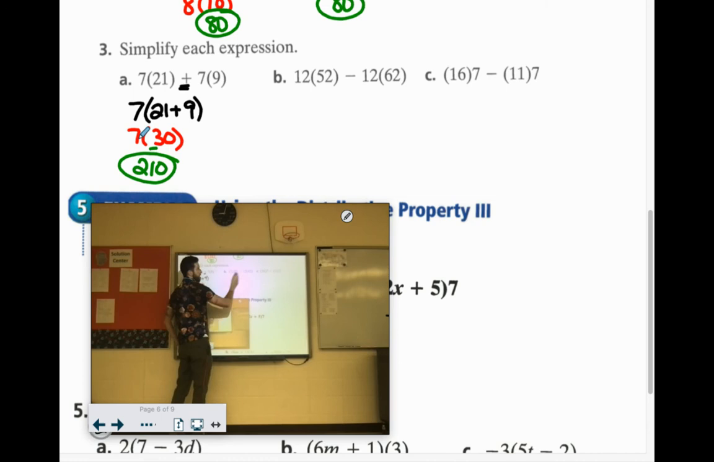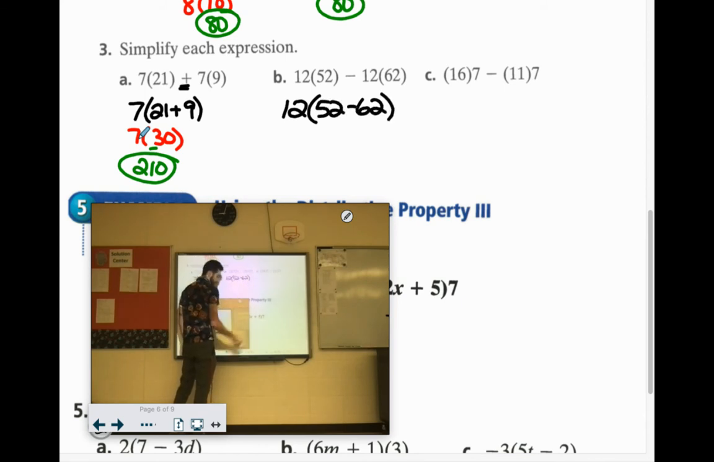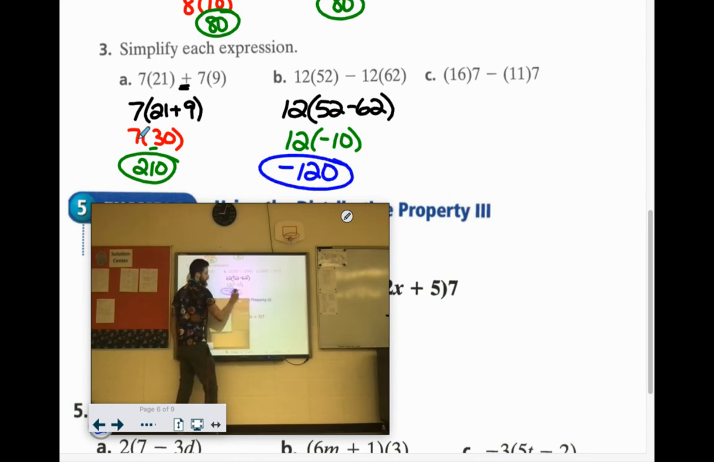Okay, 12 times something minus 12 times something, so we'll say 12 times 52 minus 12 times 62. I have $52. I owe my aunt $62. I'm short $10. I know positive times negative will give me a negative answer. And I know when I multiply by 10, I just put a 0 on the back. So 12 times 10 is 120.